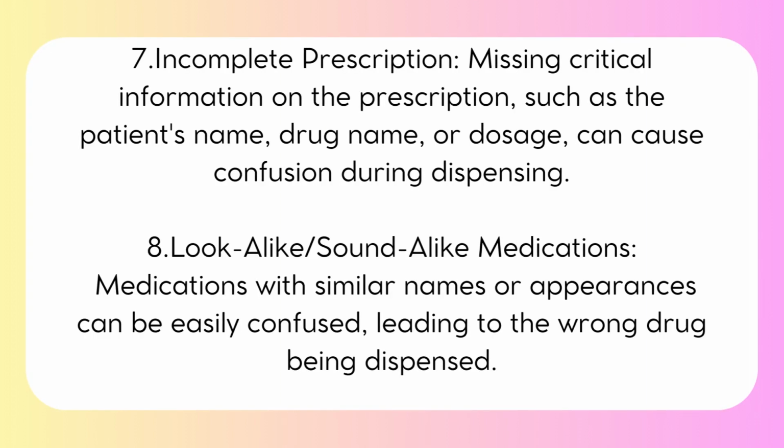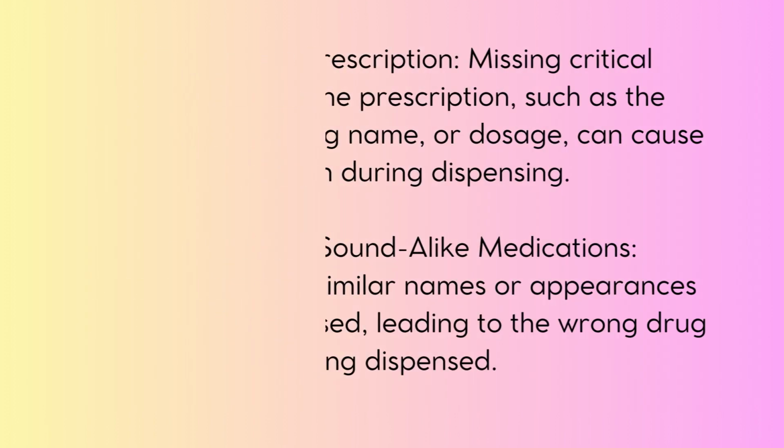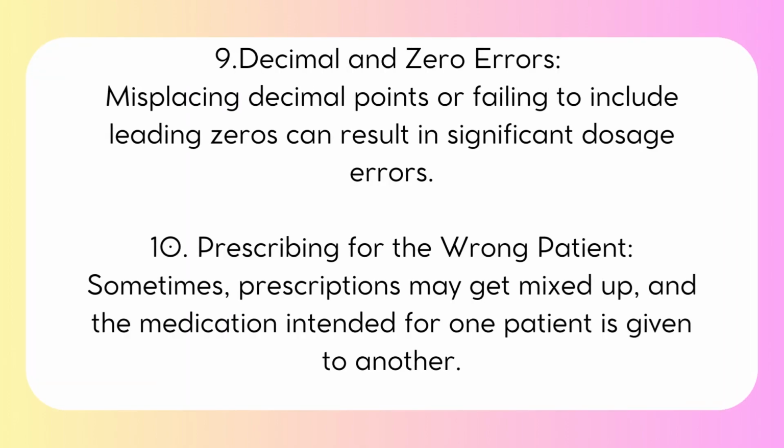Seventh, incomplete prescription. Missing critical information on the prescription, such as the patient's name, drug name, or dosage, can cause confusion during dispensing. Eighth, look-alike, sound-alike medications. Medications with similar names or appearances can be easily confused, leading to the wrong drug being dispensed. Ninth, decimal and zero errors. Misplacing decimal points or failing to include leading zeros can result in significant dosage errors.